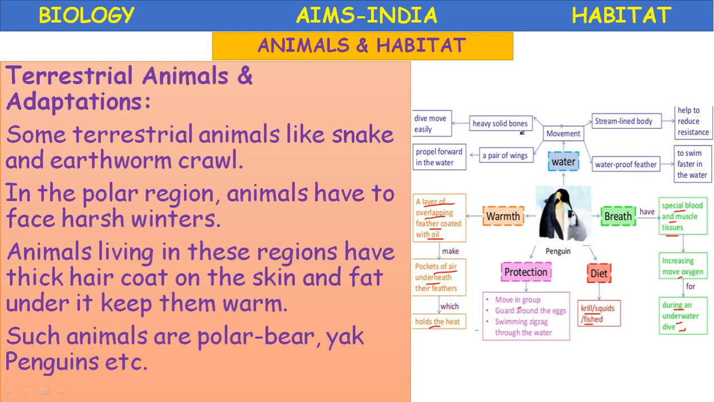Heavy solid bones are present for this easy movement. A pair of wings, they propel forward in the water, they act like paddles and push the water. The body is streamlined and helps to reduce the resistance, meaning to swim against the water current. They possess waterproof feathers to swim faster in the water. So these are all the adaptations of a penguin living in the polar region, in very cold conditions.